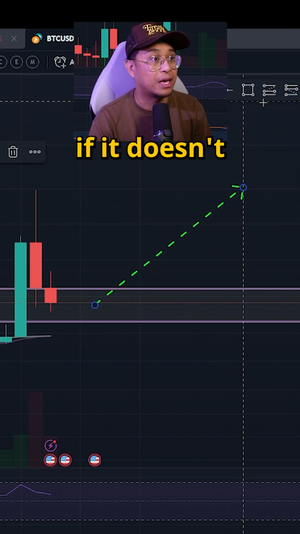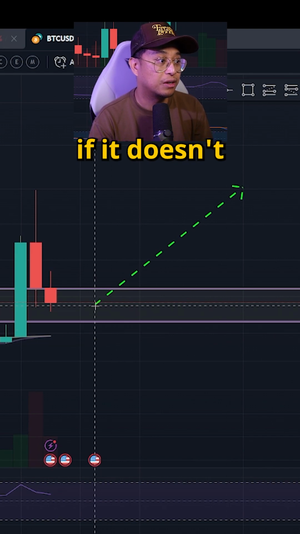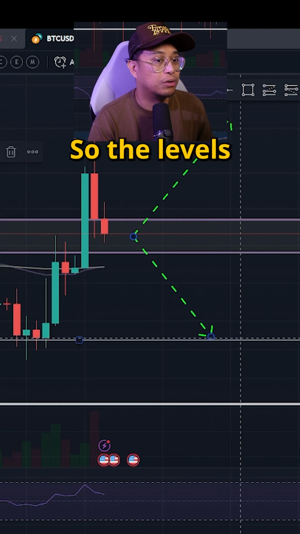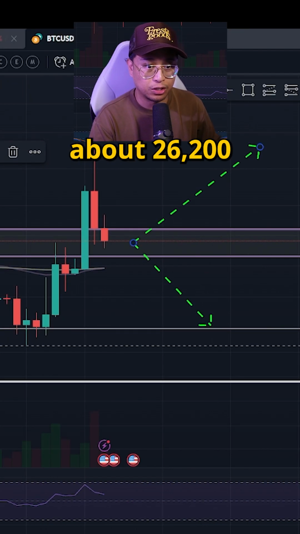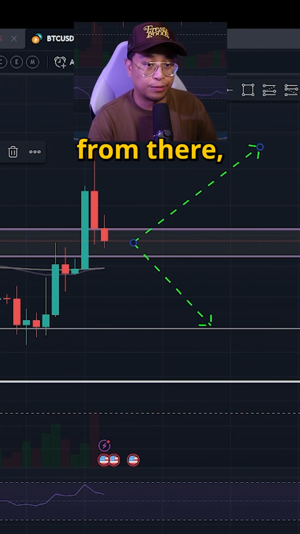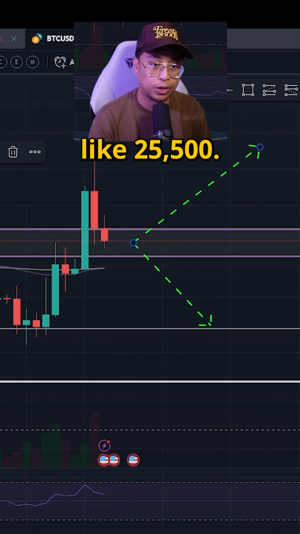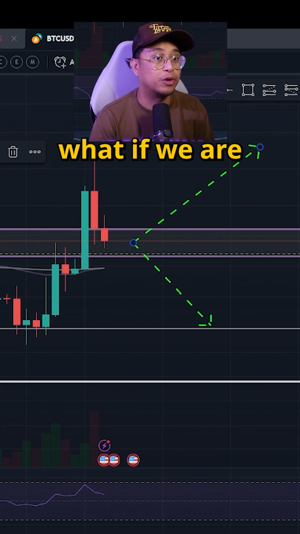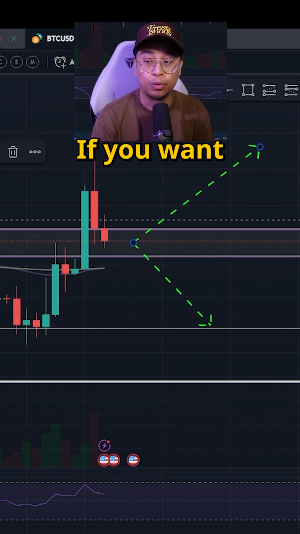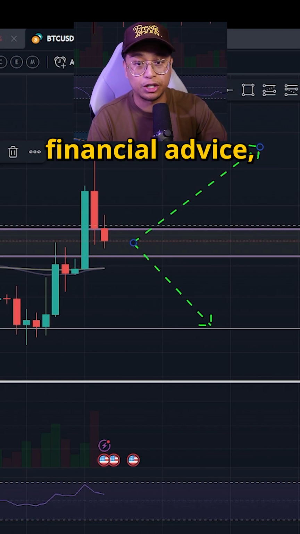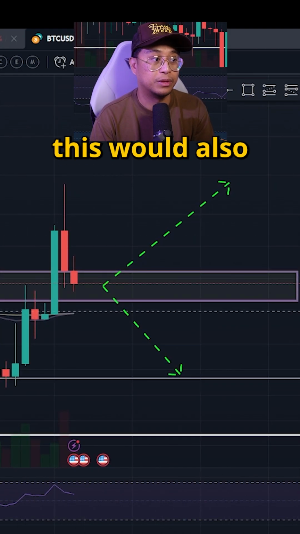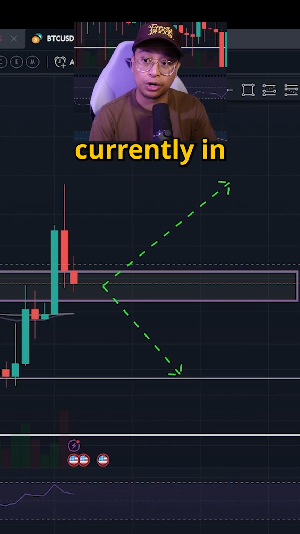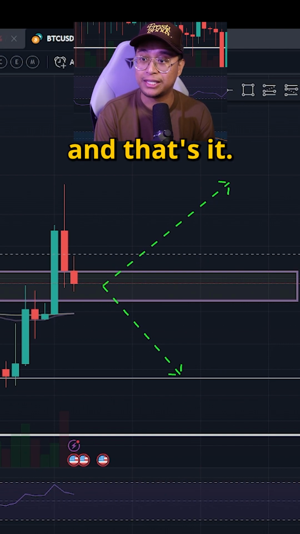But if it doesn't, and we tend to head down, the levels that we're going to be testing are about 26,200, and then if we fall from there, it'd be around 25,500. But if we are good, right? Again, not financial advice, but if you want to buy now, hoping that we break up, this would also be a good time because we are currently in a pullback. Yeah. And that's it.